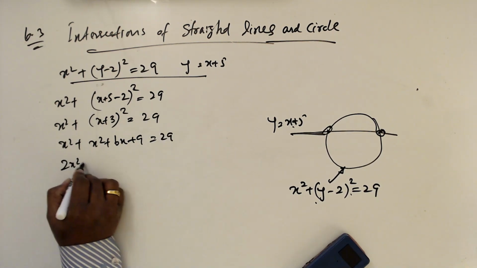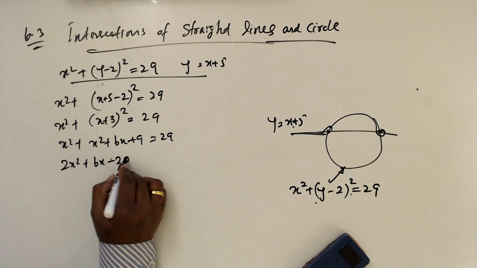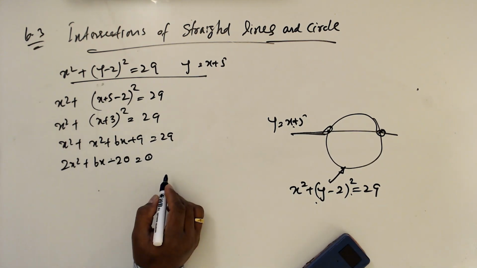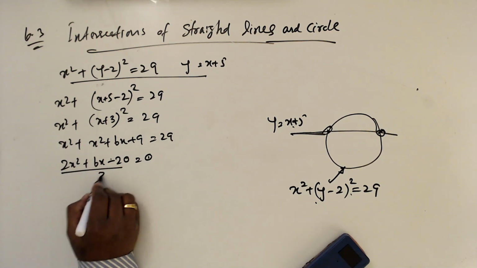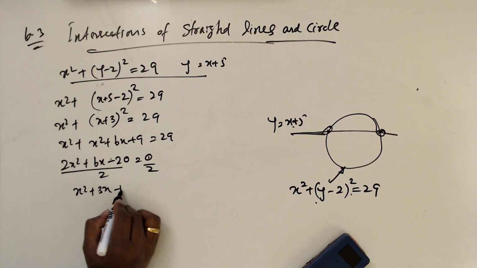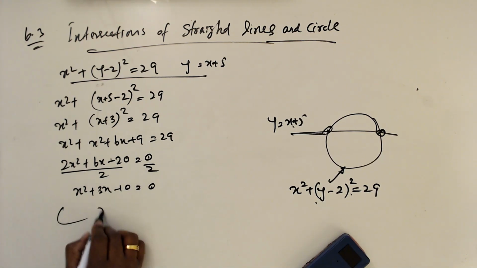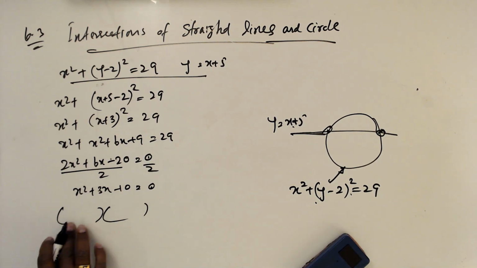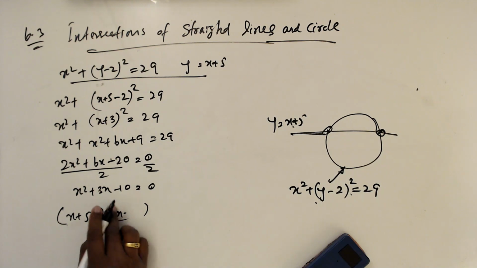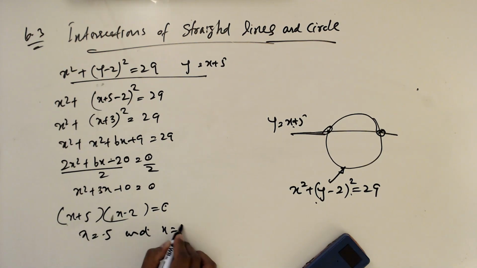So 2x square plus 6x minus 20 equal 0. So I'll divide by 2 both sides. So x square plus 3x minus 10 equal 0. So I can solve this one. X plus 5 and x minus 2 equal 0. X equal minus 5 and x equal 2.